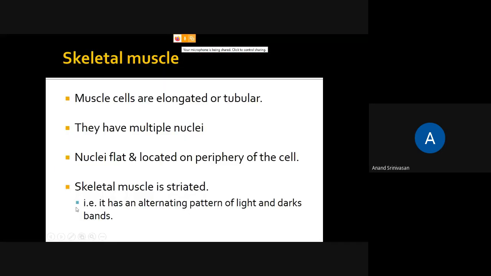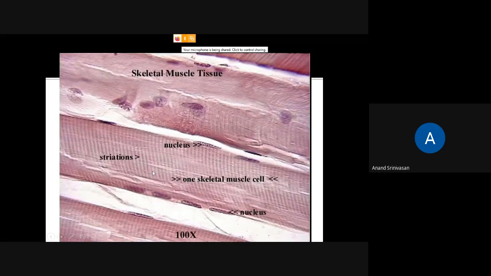The skeletal muscle is striated. That is, it has a line pattern of light and dark bands. Here you can see there are faint straight lines. It looks like there are some small lines over it. These are called striations. So this is a striated muscle, and it is under voluntary control.